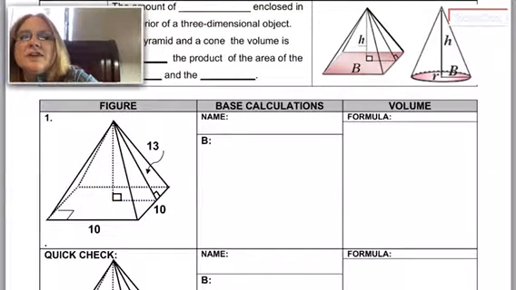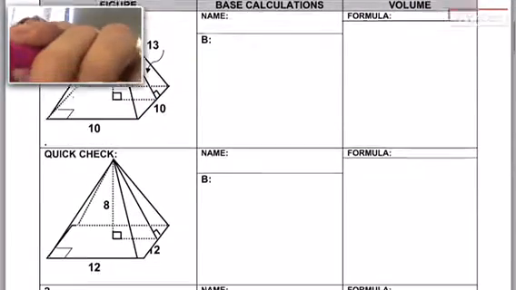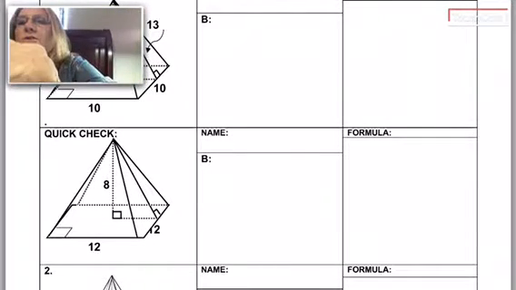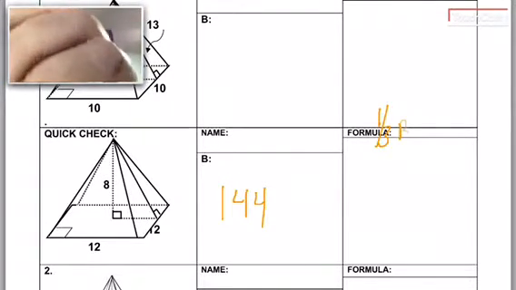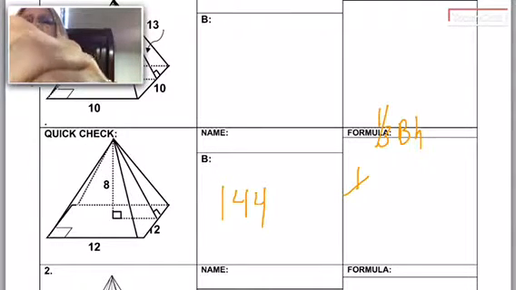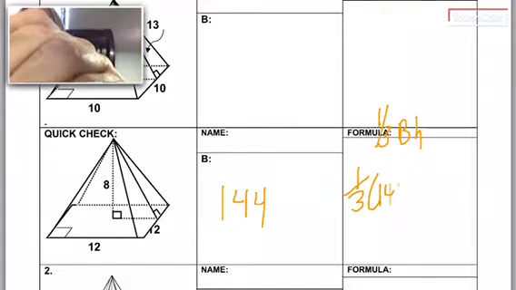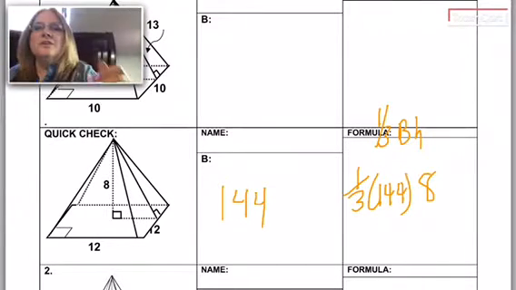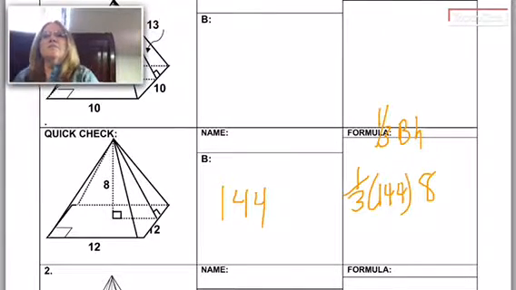All right, the quick check, it's the same as the one above it. The base is a square, so it is 12 times 12 is 144. So this is 1/3 area of the base times the height. So 1/3 times 144. And they give us the height this time is 8. So we're just going to multiply 1/3 times 144 times 8. And that is 384.